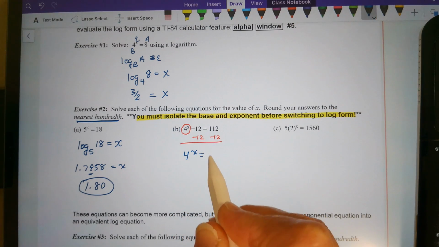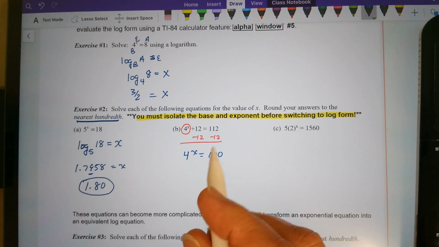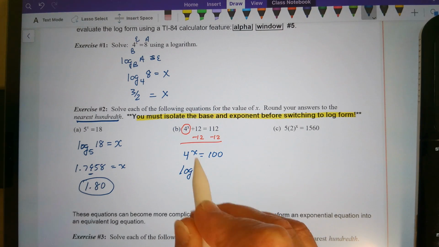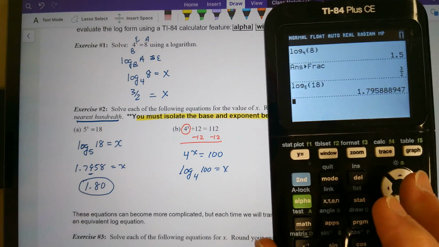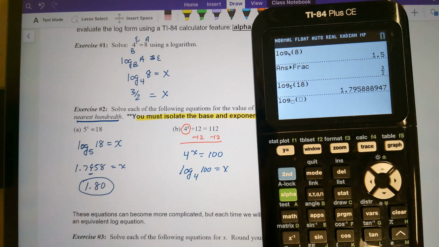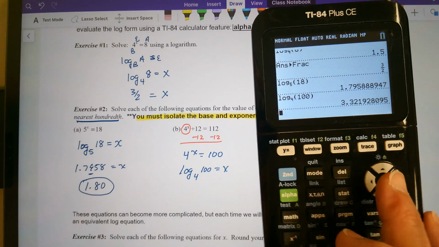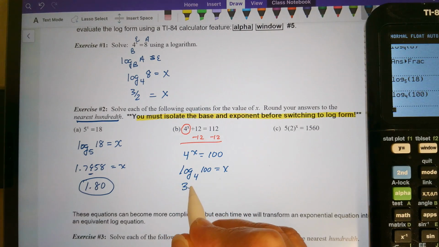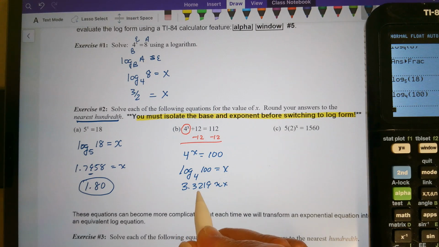4 to the x equals 100. Now switching to log form. Log base 4 of 100 equals x. Calculator, alpha window number 5. 3.3219. Rounds to 3.32.